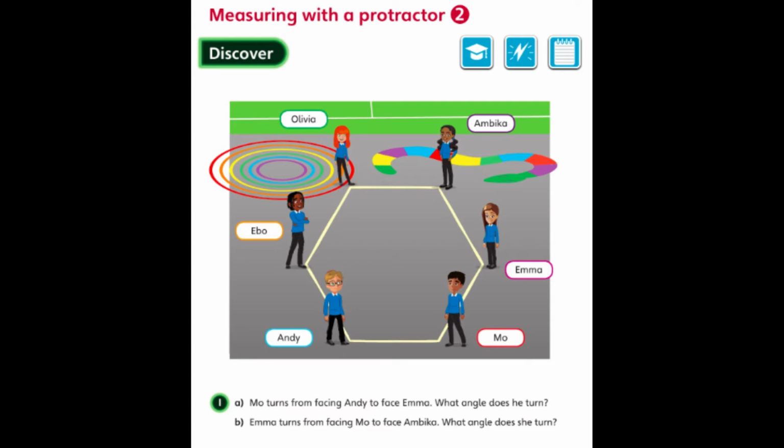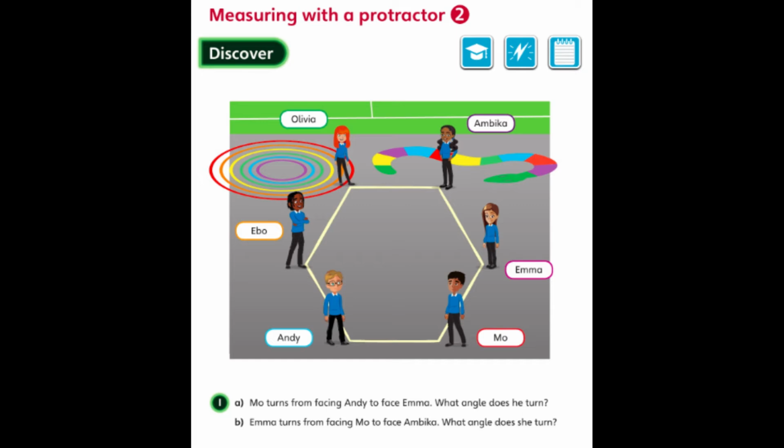Remember, you do not have a copy of the textbook, so you have to follow along with me on the screen. Under the Discover, we have an illustration of some students on a playfield. And it seems that maybe they've drawn this hexagon on the concrete in chalk, and they're standing at the corners of this hexagon. Remember, a hexagon is a shape with 6 sides. So now we have Olivia, Ambika, Emma, Mo, Andy, and Ebo. All right, I have a feeling these questions are all going to be about the angles that they are facing each other at. Let's see.